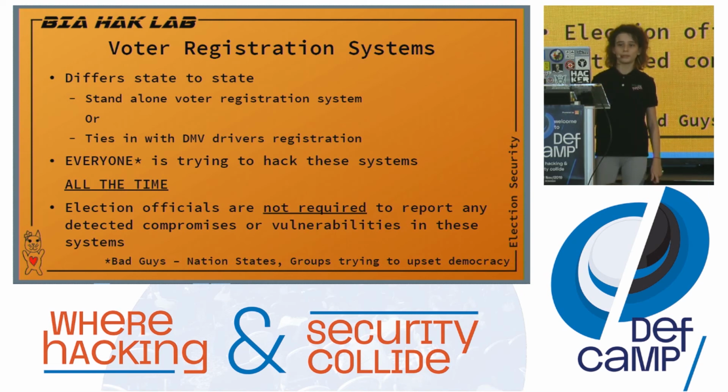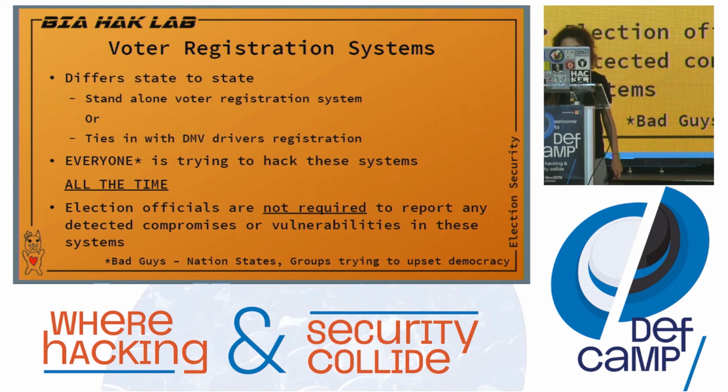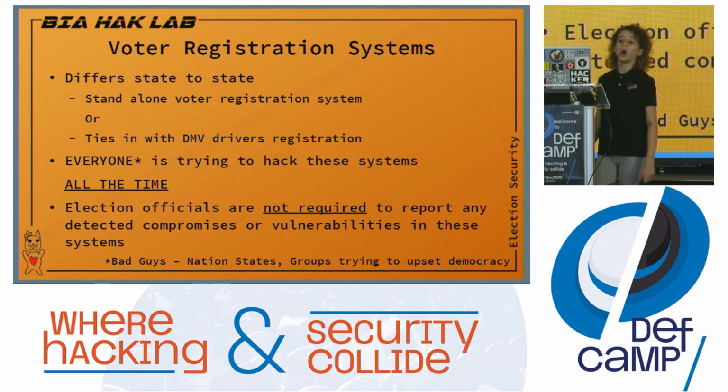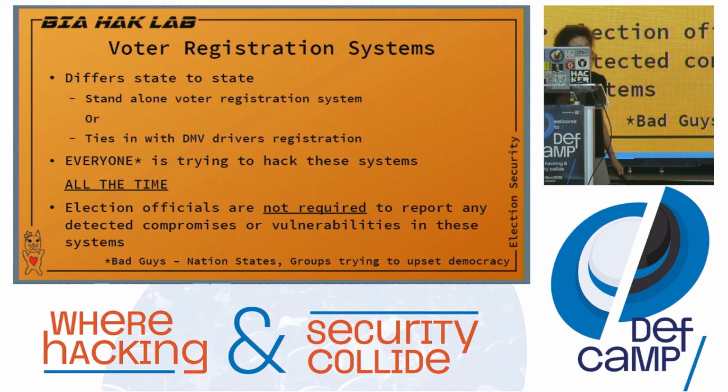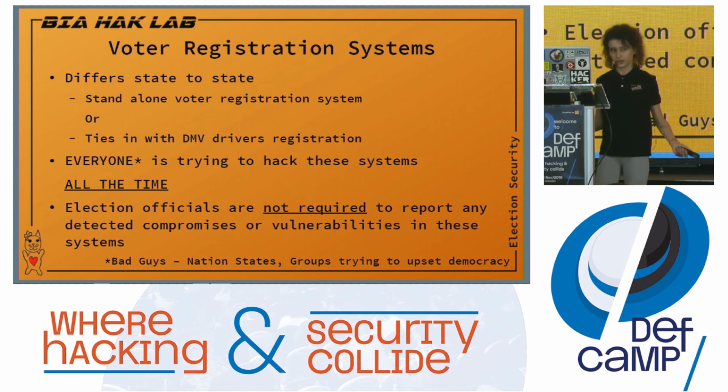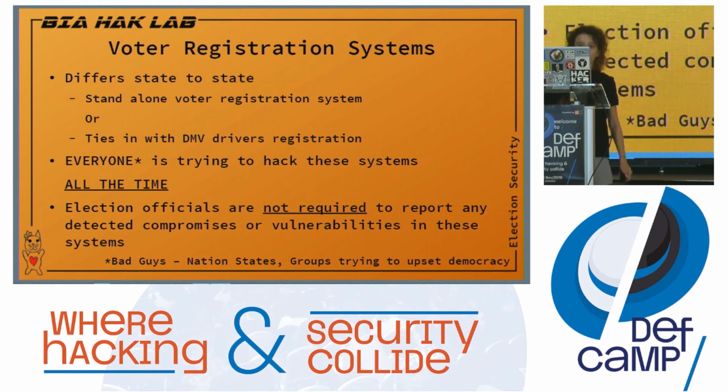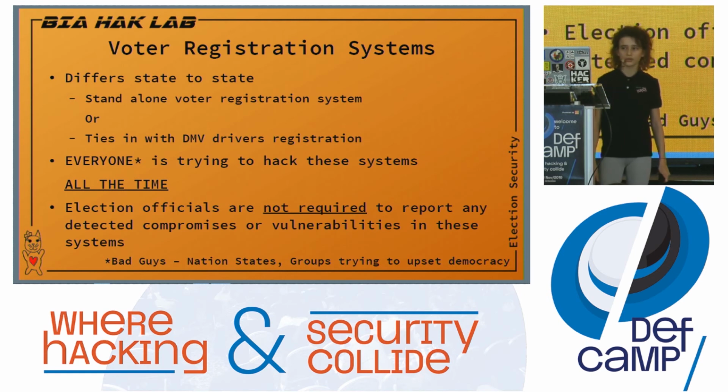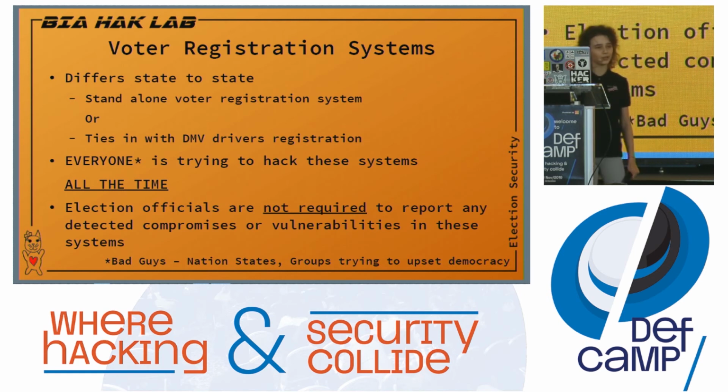Everyone, including bad guys, nation states, and groups trying to upset democracy, is trying to hack these systems all the time. If you monitor an intrusion detection system, which is a machine that examines all the network traffic, you will see constant attacks like SQL injection, cross-site scripting, and other exploits from all over the world, including Russia, China, as well as Tor exit nodes.